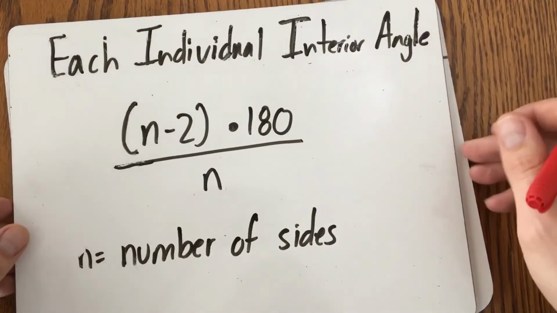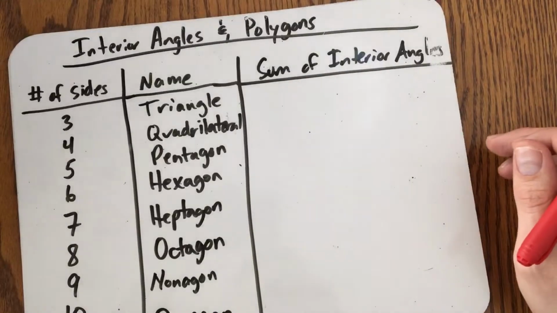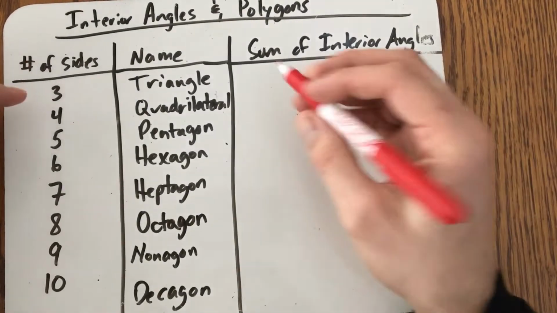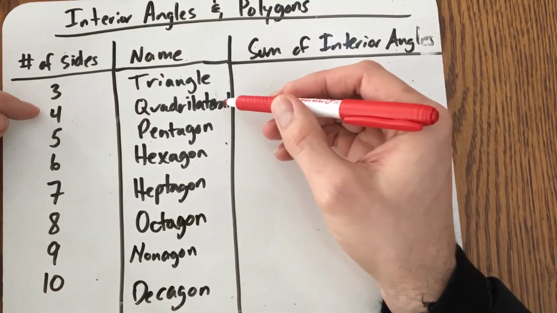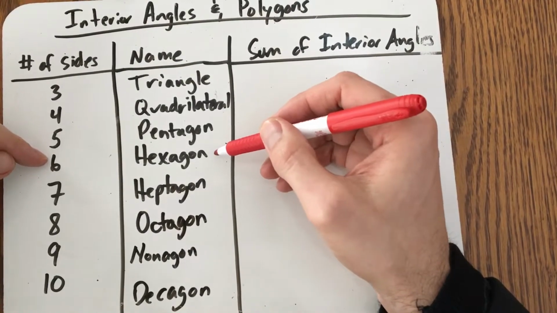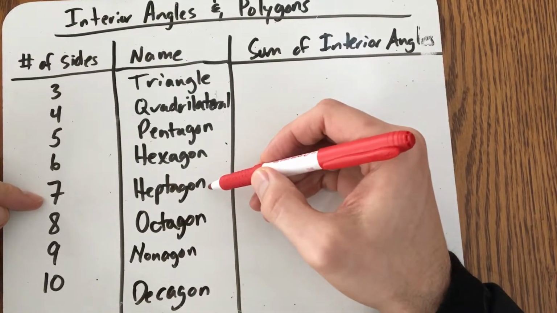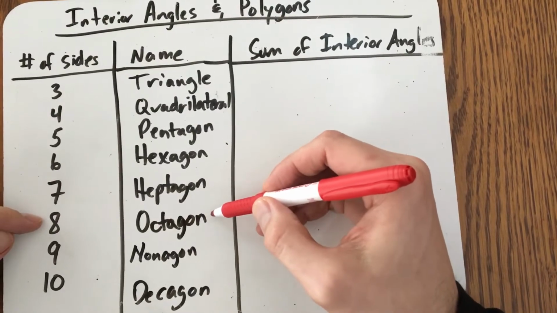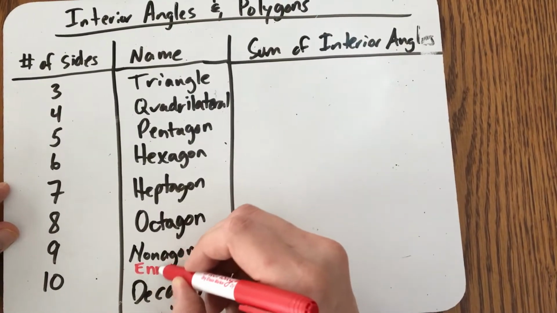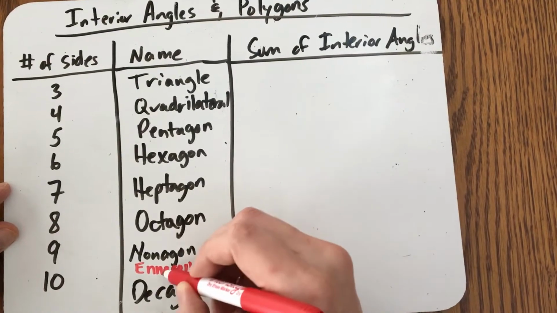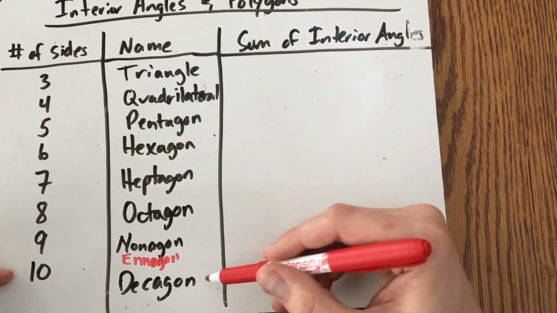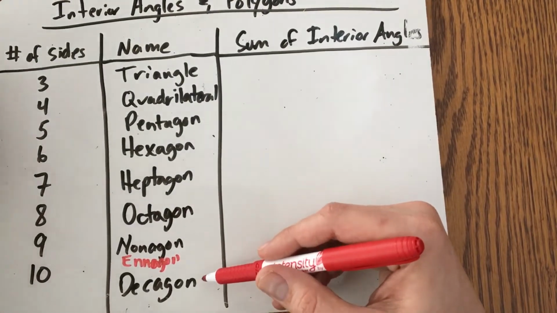So let's go ahead and skip this one for now. In case you forgot the names, right? 3 sides, triangle. 4 sides, quadrilateral. 5 sides, pentagon. 6 sides, hexagon. 7 sides, that's the one I just did, heptagon. 8, octagon. 9, nonagon, or some people say enneagon. It's kind of a weird word, that it has 2 different possibilities. And then 10, decagon, like a decade is 10 years.